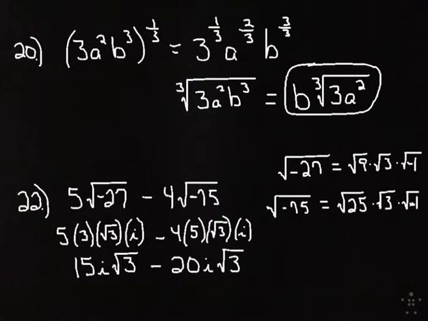Now, do you have the same index with your radical? Yes. Do you have the same radicand? Yes, so you can combine these. Remember, that's the rule when you're subtracting radicals. You have to have the same index and radicand. So 15i minus 20i is negative 5i times the square root of 3.